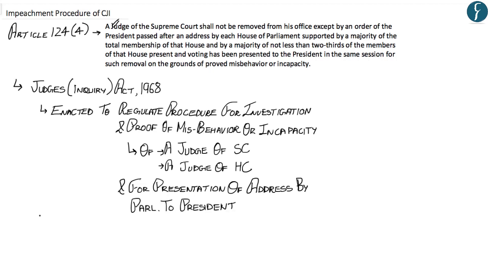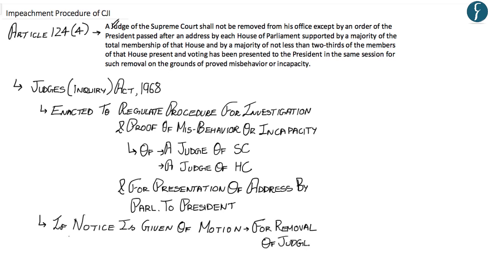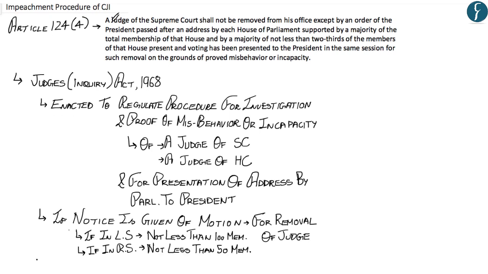Now, under the Judges Inquiry Act of 1968, if a notice is given of a motion for presenting an address to the President for the removal of a judge, this notice, if given in the Lok Sabha, has to be signed by not less than 100 members. And if it is in the Rajya Sabha, it has to be supported by not less than 50 members. This notice, if introduced in the Lok Sabha, is given to the Speaker of the Lok Sabha, or if introduced in the Rajya Sabha, is given to the Chairman of the Rajya Sabha. After considering such material, they can either admit the motion or refuse to admit it.